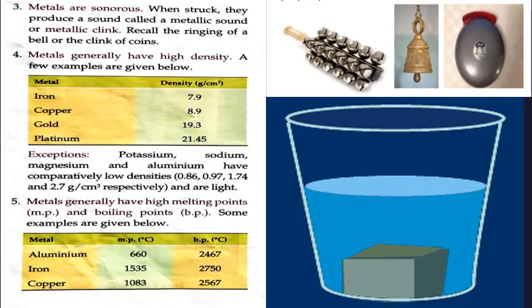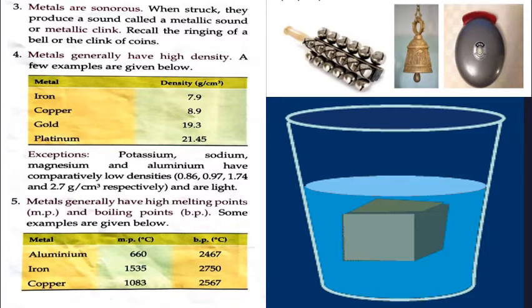Fifth property is metals generally have high melting points and boiling points. Some examples are given to you. Melting point means that point at which that metal starts melting. We have seen ice melting, right? So that is the case with metals also. They melt. But you should remember that their melting point is not achieved very easily.